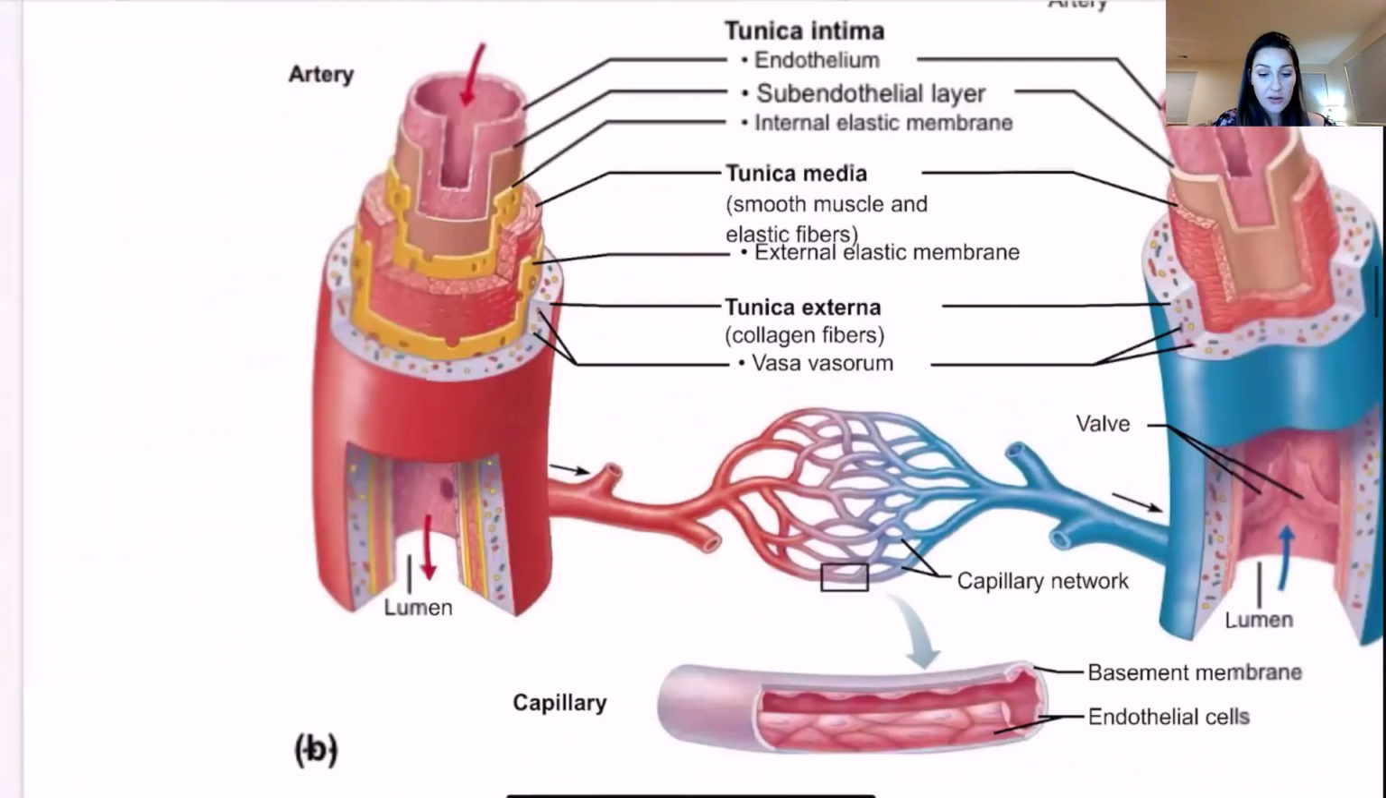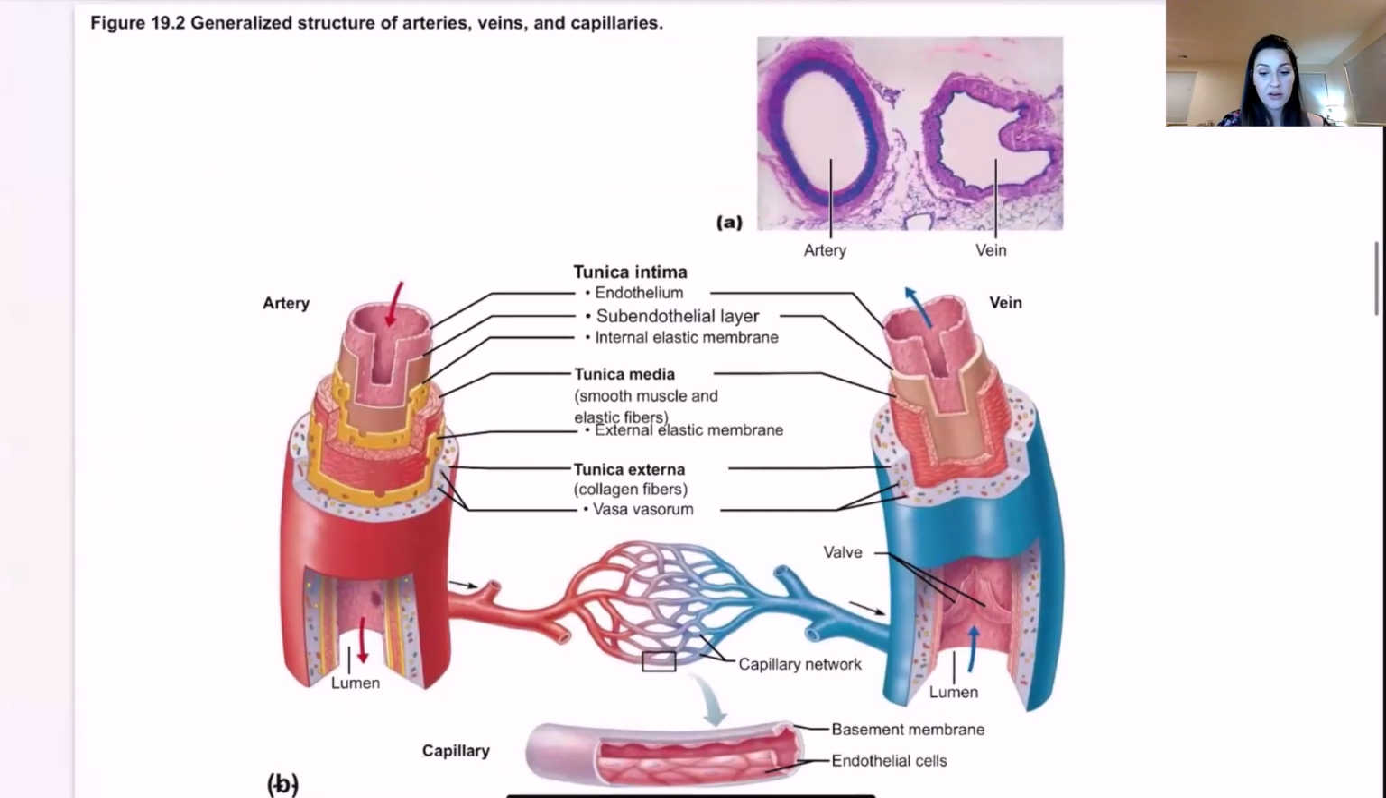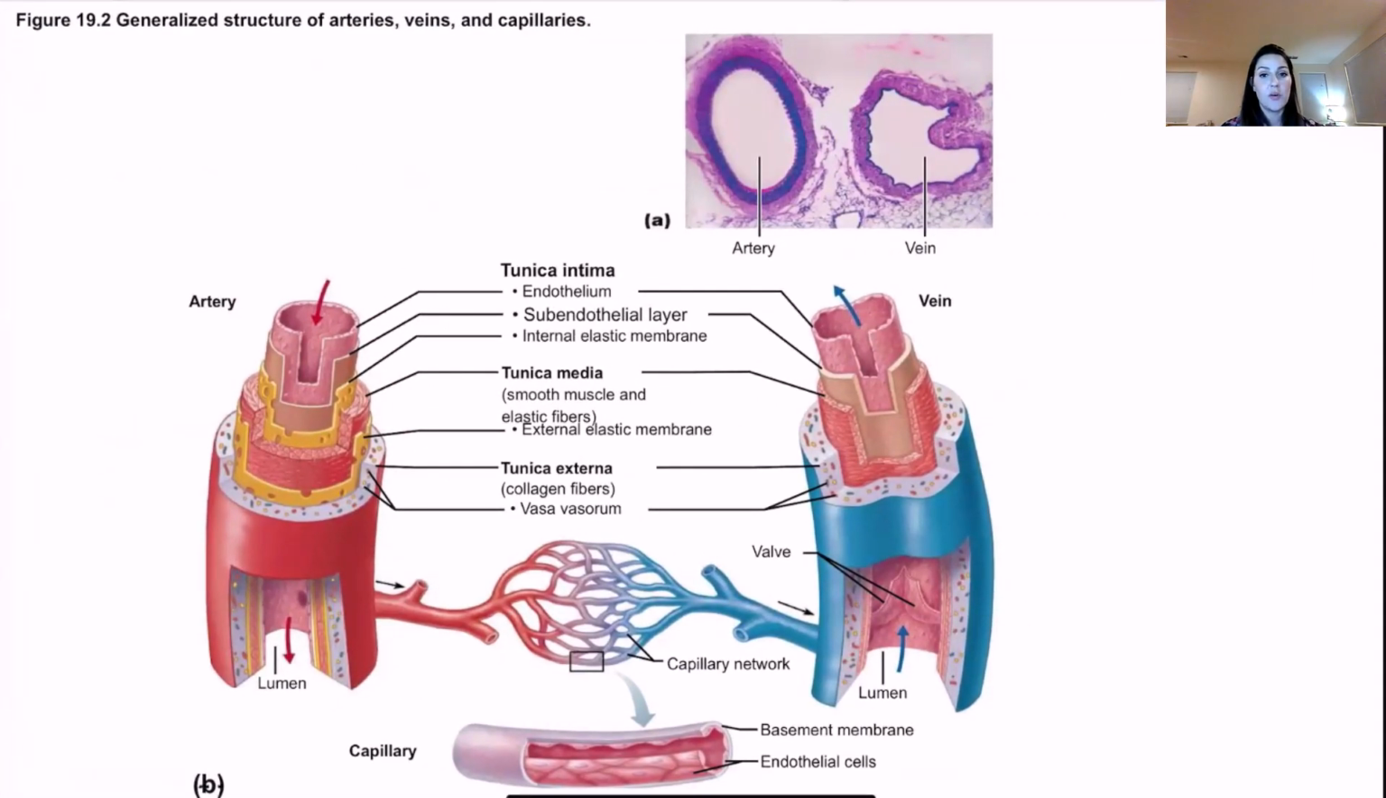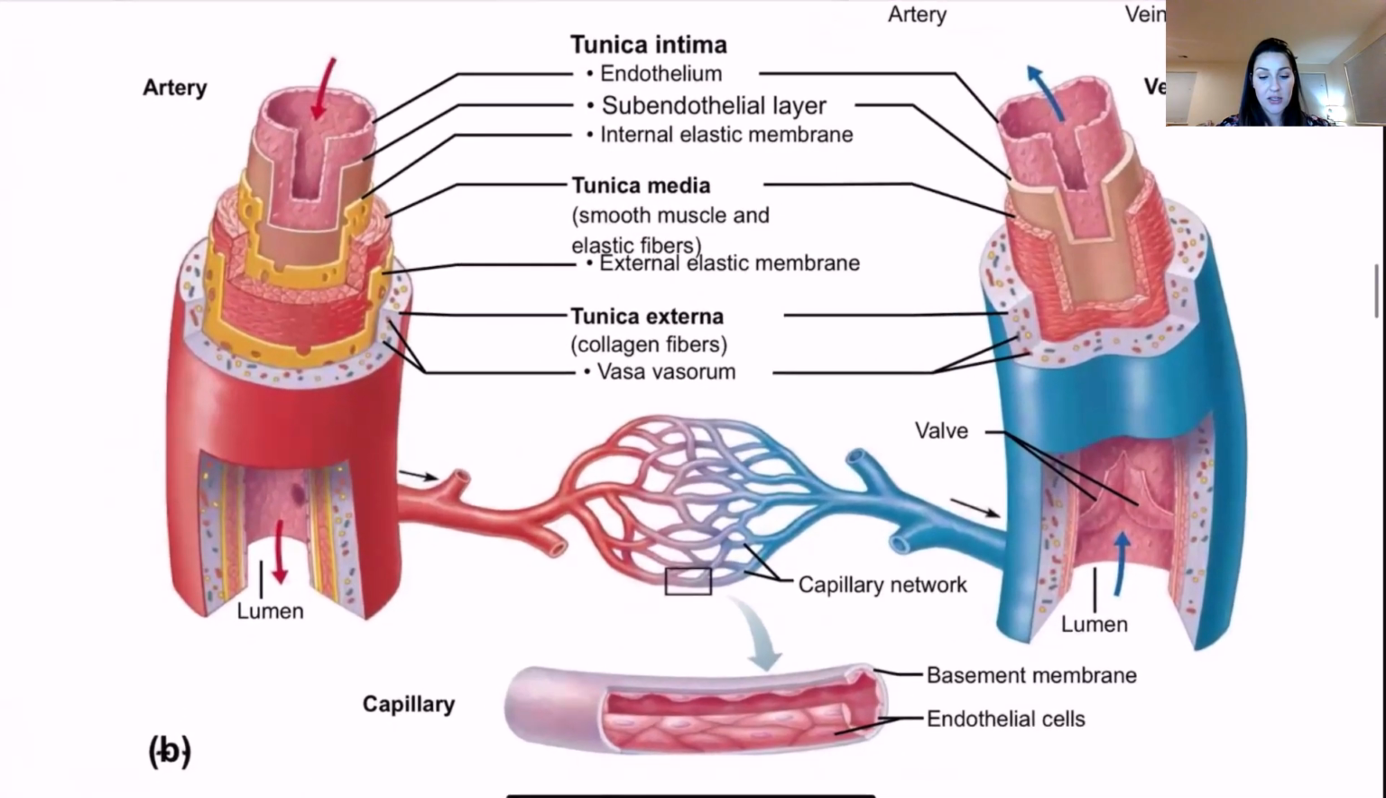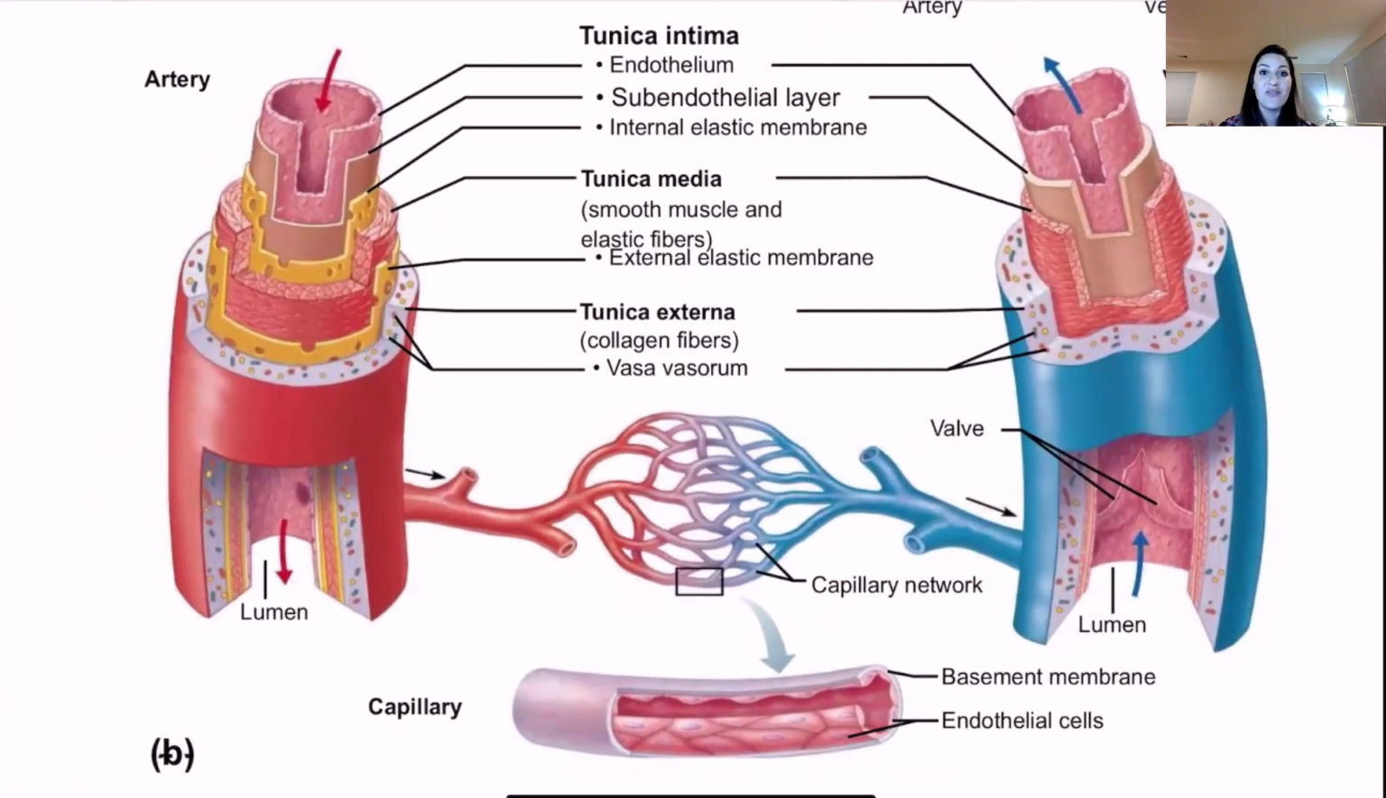Okay, so back to arteries and veins. The main difference between an artery and a vein is its structure, because structure leads to function, right? I'm going to highlight some of the big things in yellow. Arteries and veins have three major layers: an inside layer, a medium or middle layer, and an outside layer.